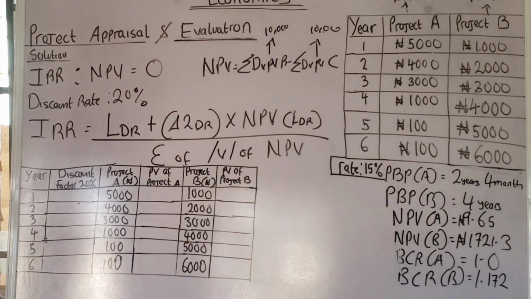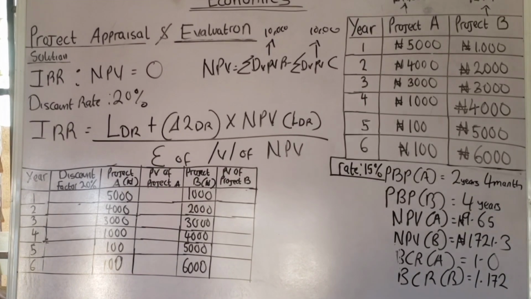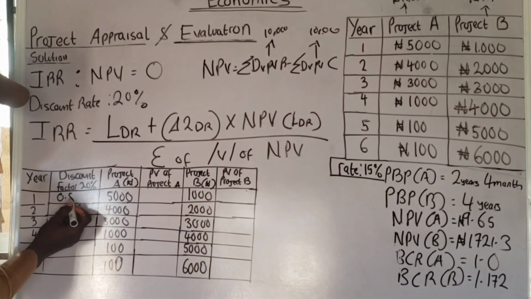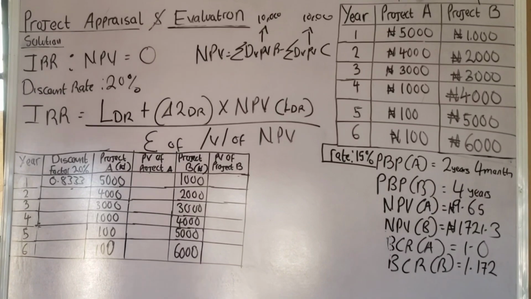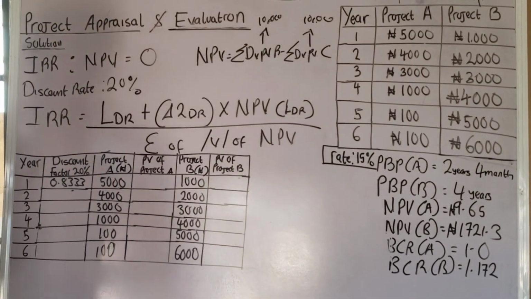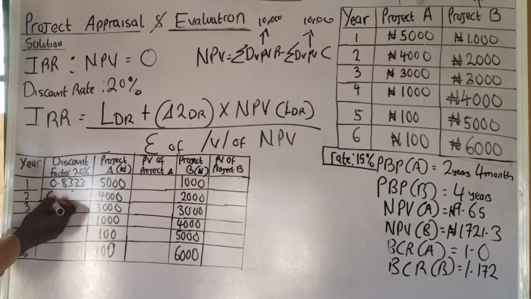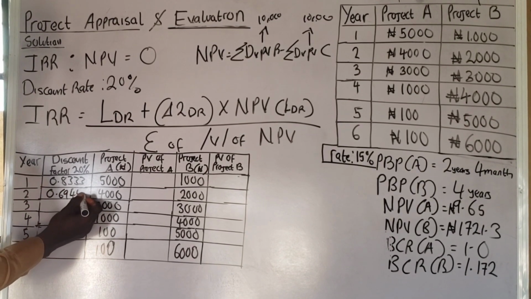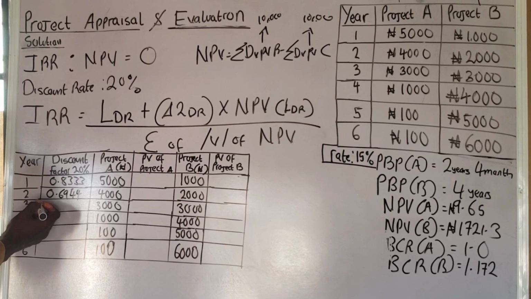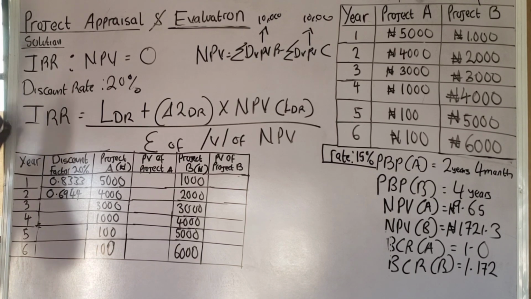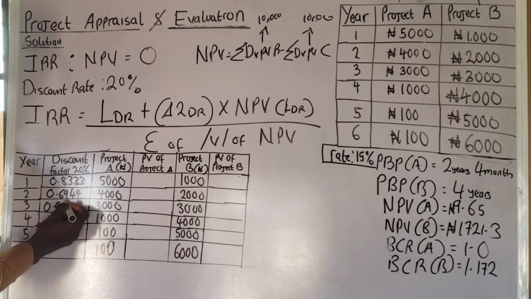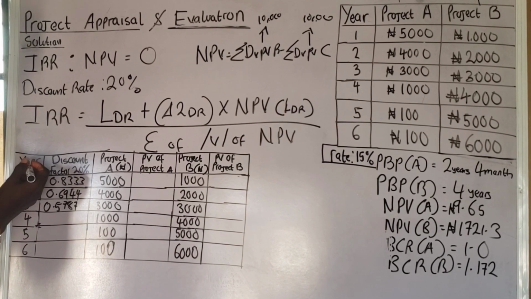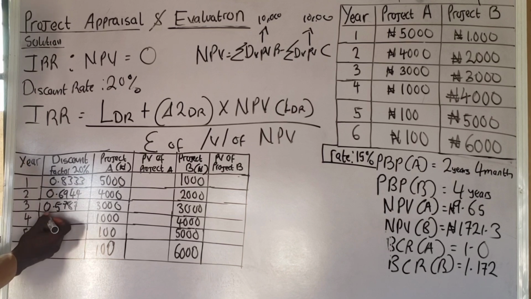For these cells, I'm going to have 0.8333. You understand? If you do the same for years 2, 3, 4, 5, and 6, you are going to get the discount rates. For year 2, the discount rate is 0.6944. For year 3, the discount rate is 0.5787. Please kindly pay attention, okay? And for year 4, that will be 0.4823.